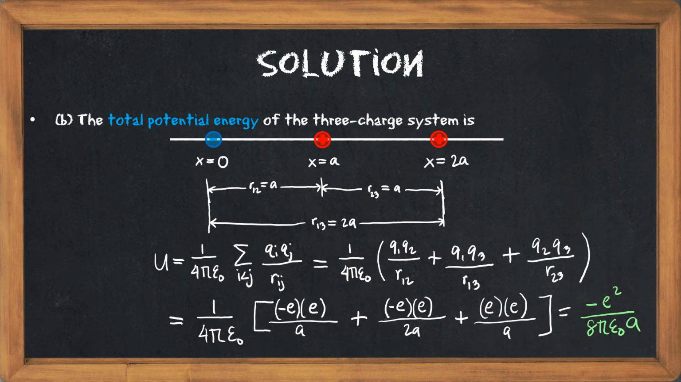The total potential energy of the three-charge system is 1 over 4 pi epsilon naught times Q1 Q2 over R12 plus Q1 Q3 over R13 plus Q2 Q3 over R23, where R12 is equal to a, R13 equals 2a, R23 is equal to a. The total potential energy is 1 over 4 pi epsilon naught times negative e times e over a plus negative e times e over 2a plus e times e over a, equals negative e squared over 8 pi epsilon naught a.